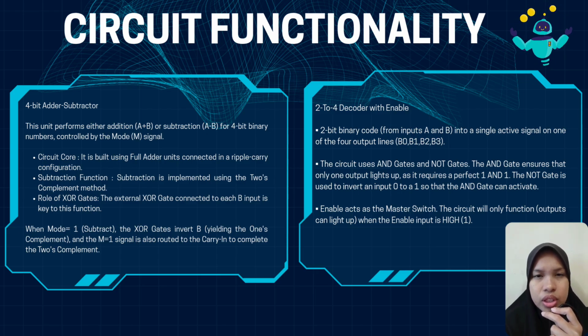The 2 to 4 decoder with enable takes a 2-bit binary code from inputs A and B into an active signal on one of the 4 output lines B0, B1, B2, B3. The circuit uses AND gates and NOT gates. The AND gate ensures that only one output lights up as it requires a perfect 1 and 1. The NOT gate is used to invert an input 0 to a 1 so that the AND gate can activate. Enable acts as the master switch. The circuit will only function and an output can light up when the enable input is high, 1.